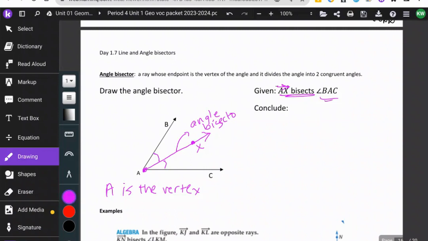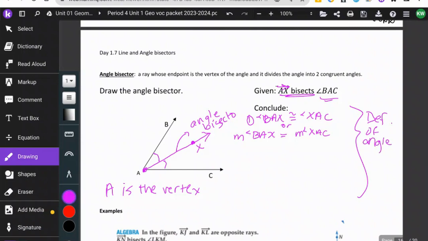Just like we did with midpoint, we have a couple conclusions that we need to make. For example, based off the markings, I know that angle BAX would have to be congruent to angle XAC, or that could also be written as the measure of angle BAX is equal to the measure of angle XAC, remembering that little m means measure of. And that's all from the definition of angle bisector.